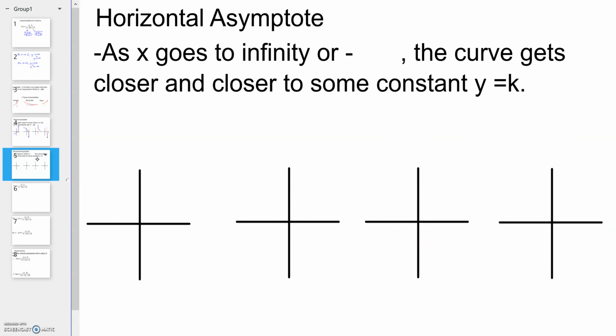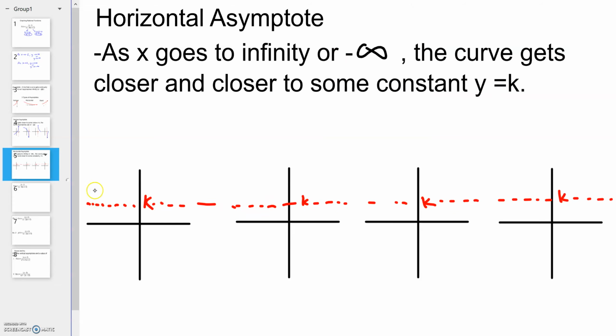A horizontal asymptote is kind of the opposite. So if I have some horizontal line, as x goes to infinity or negative infinity, the curve gets closer and closer to some constant y equals k, some horizontal line. Remember, we call y equals a number a horizontal line. And so the curve could, again, as x goes towards positive infinity, the y approaches that value k, and it could do it from above or from below. But either way, x is going to positive because I'm going to the right, and y gets closer and closer to this line.